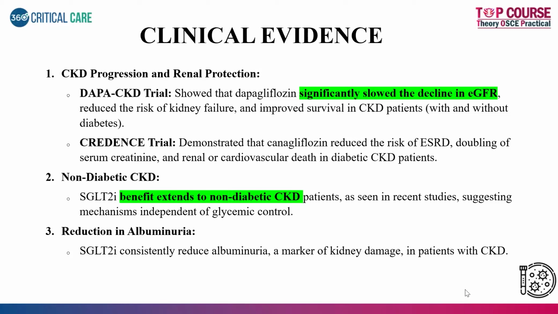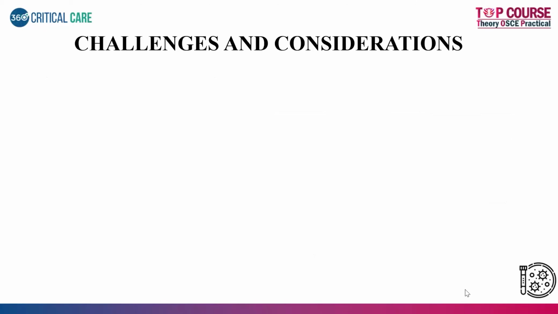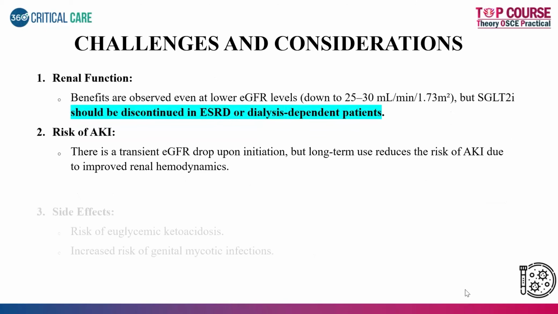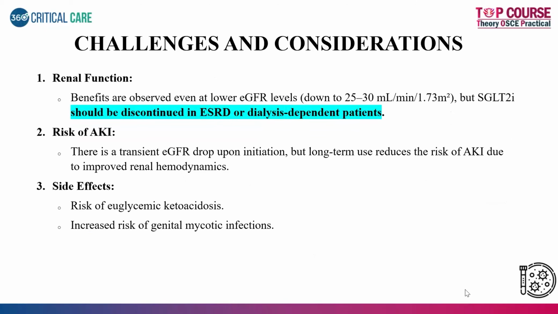Majorly because it reduces glomerular hyperfiltration, there will also be a reduction in albuminuria, which we usually see in patients with early stages of CKD. What are the challenges and considerations? Remember, in patients with low GFR, especially less than 30, it's usually contraindicated, especially if the patient ends up in ESRD, because the drug will not act as the nephron is no longer functional. Along with that, it is known to cause euglycemic ketoacidosis, urinary tract infections, etc., like I discussed earlier.